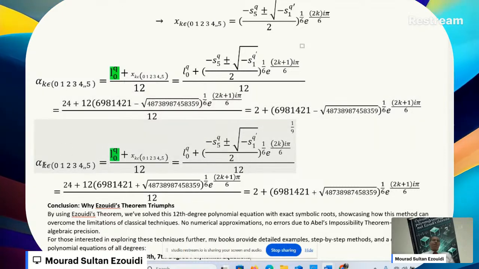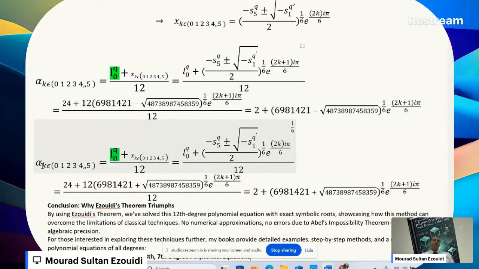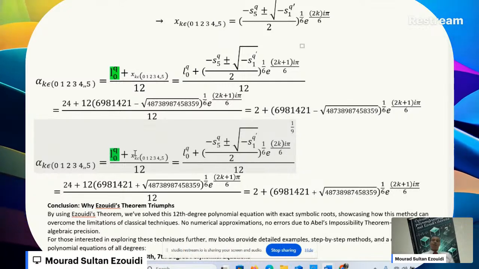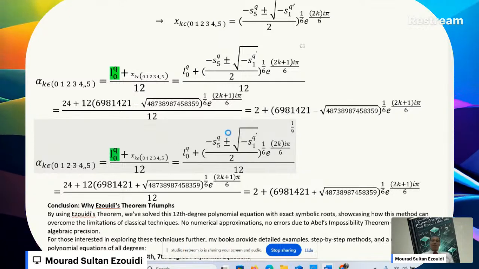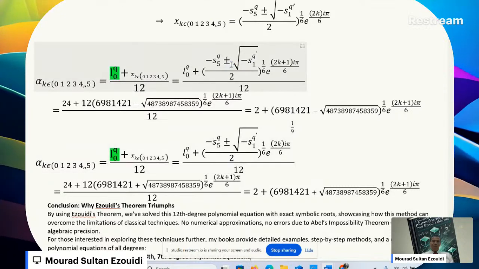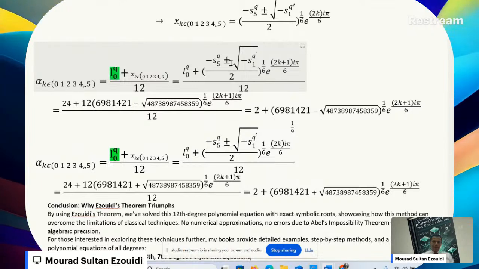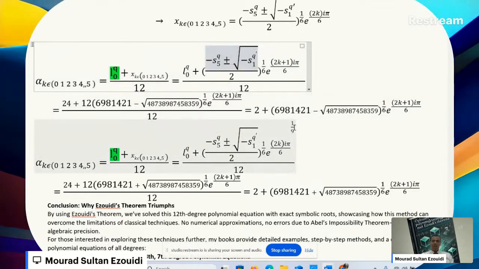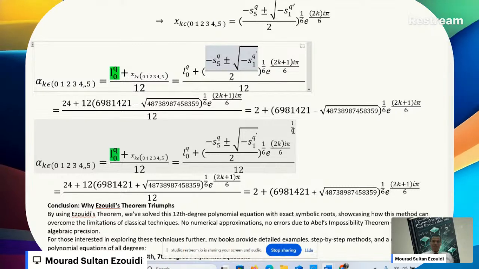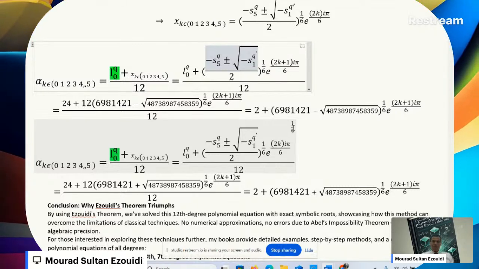To find the second 6 exact roots, I should replace this with plus and this with minus. Okay, I'll make this plus, this plus, and this minus.